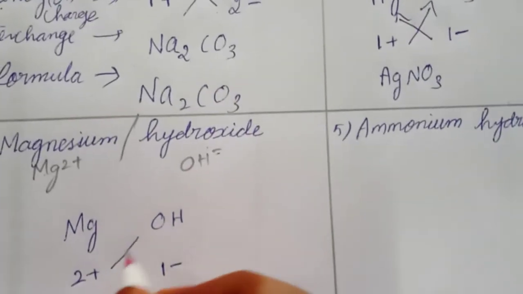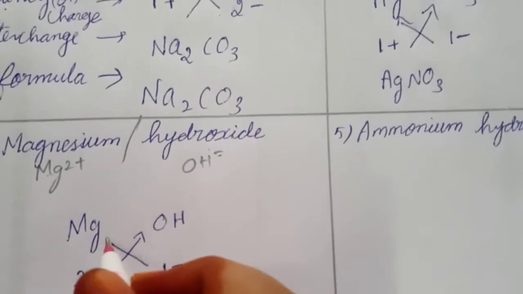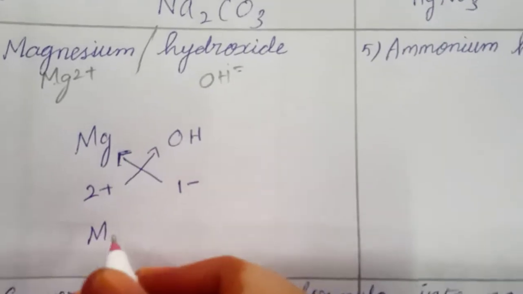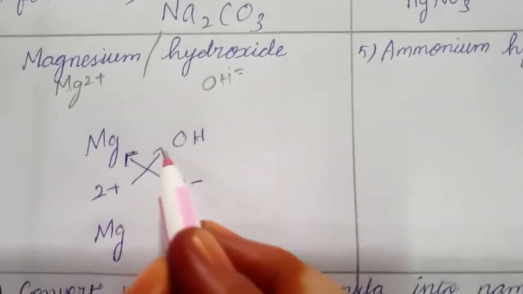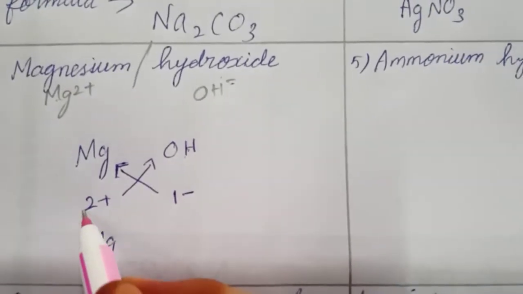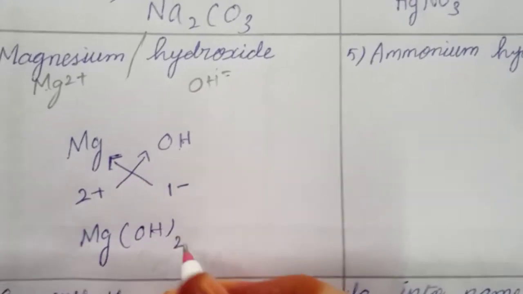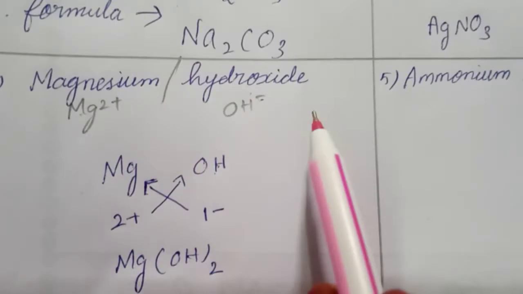Next, interchanging the charge number alone, don't consider the charge. Now we get Mg, and OH is a polyatomic ion; 2 OH are there, so we put it inside the bracket. This is the formula for magnesium hydroxide: Mg(OH)2.